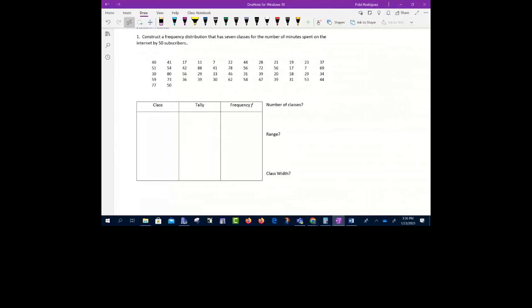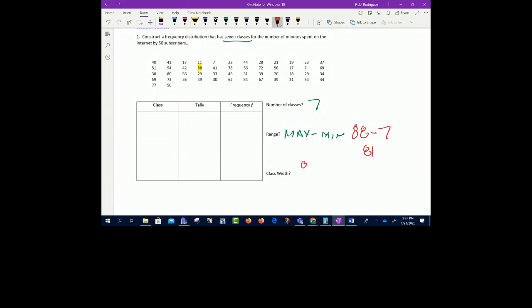So it says construct a frequency distribution that has 7 classes for the number of minutes spent on the internet by 50 subscribers. Number of classes: how many classes are we going to have? 7. The range, remember, was the maximum number minus the minimum number. So let's look for the maximum number. Right now, what I'm seeing as the maximum is 88. That looks like the biggest number in my list. So 88 minus what looks like the smallest number, 7. I don't think there's any number smaller than 7. So 88 minus 7 gives us 81.